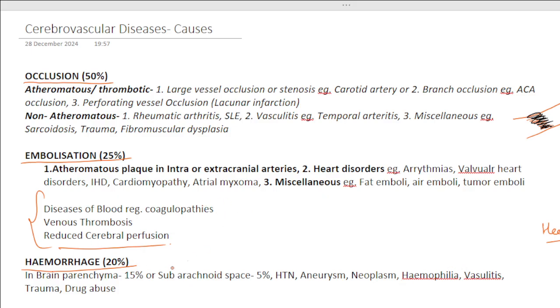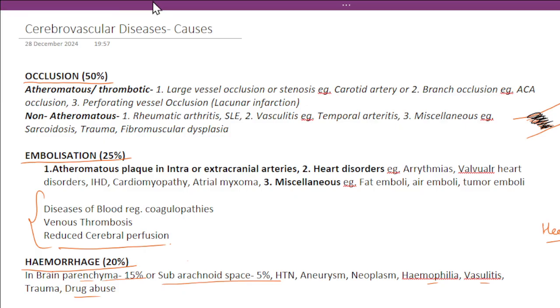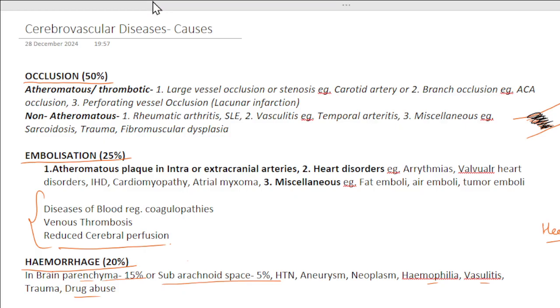Don't discount this, as I said, diseases of blood, coagulopathies, venous thrombosis, reduced cerebral perfusion. Then hemorrhage, obviously trauma, hypertension, aneurysm, neoplasm, some of the coagulation disorders like hemophilia also, vasculitis, drug abuse. So basically brain parenchyma 15% or subarachnoid space 5%. This you should keep in mind. So these all were the causes where these things will form, and these things will cause cerebrovascular diseases.